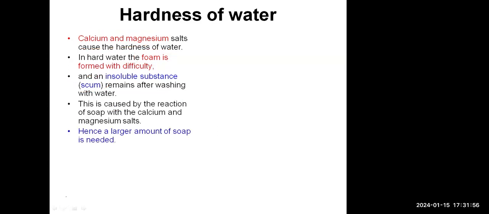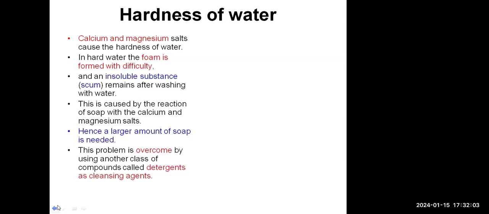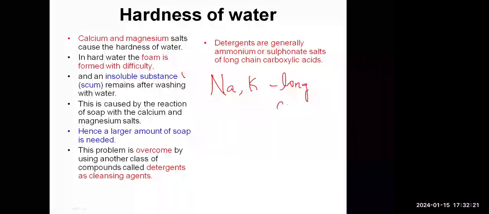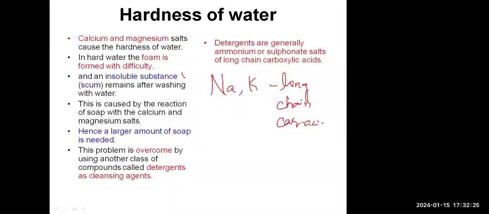So it is difficult to do the cleaning in hard water with soap. That is why detergents are used in hard water. Chemically, soap and detergents are different. Soap is sodium or potassium salt of long chain carboxylic acid. This is soap.